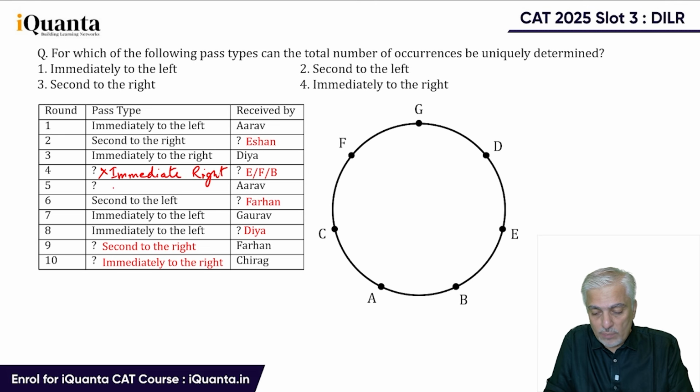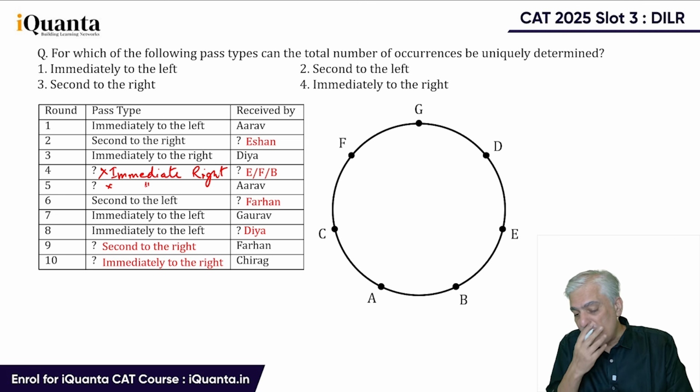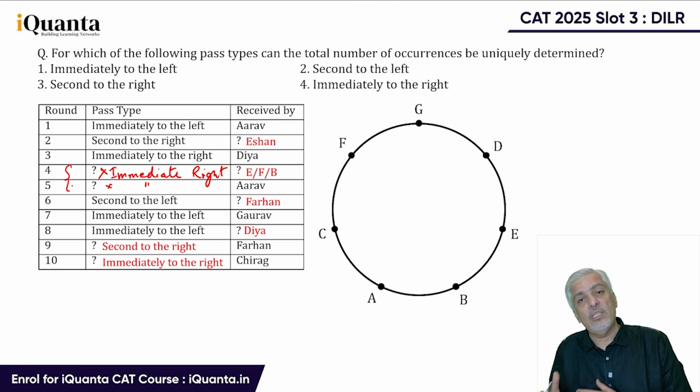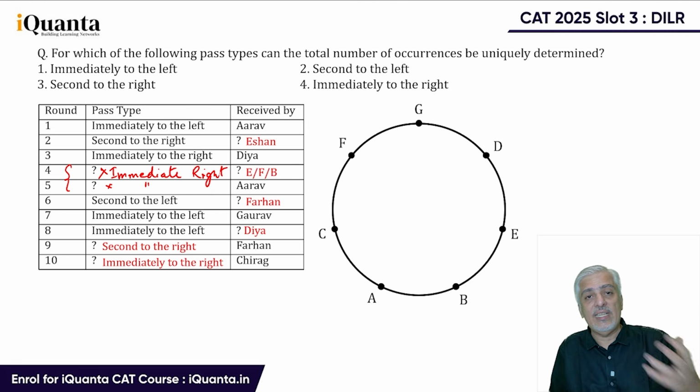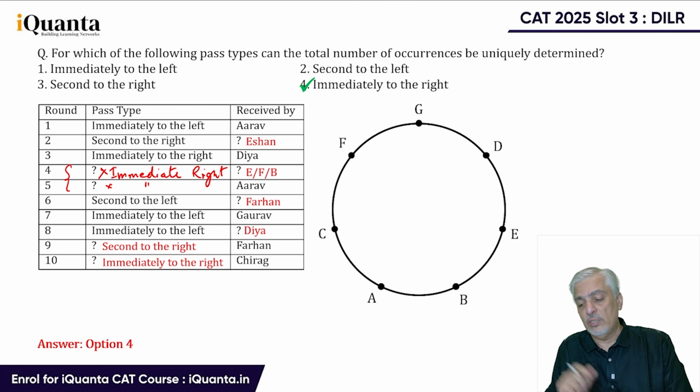And this also cannot be immediate right. That means immediate right, we have figured out all of them, but because 4th and 5th can be anything else. It can be immediate left, immediate left, second right, but it can't be immediate right. And because of that, immediate to the right is the only one for which we have figured out all of them, which is the 4th option. This was a slightly difficult question, I would say. This question you have to do very carefully.